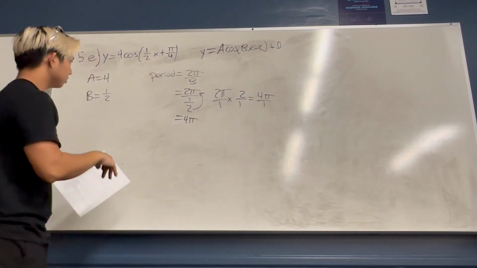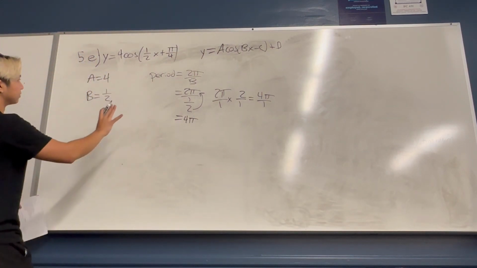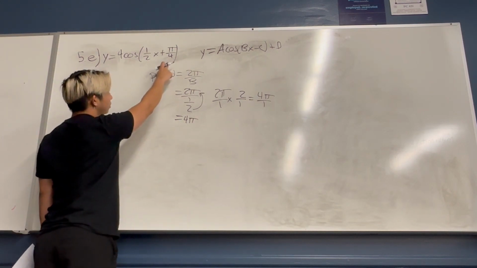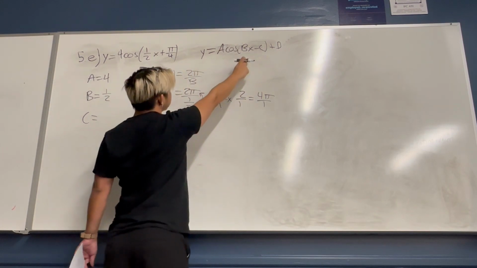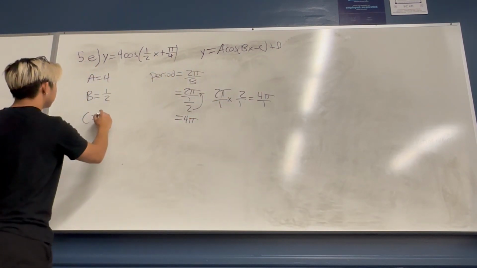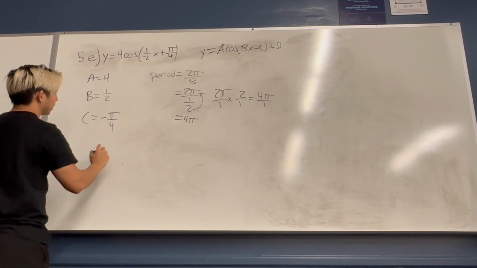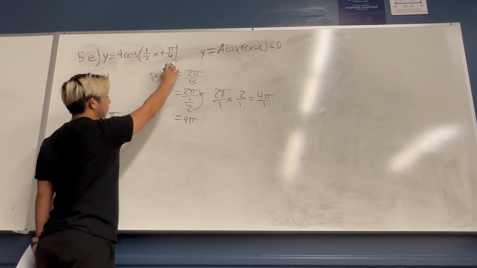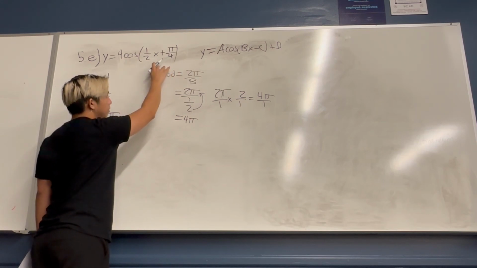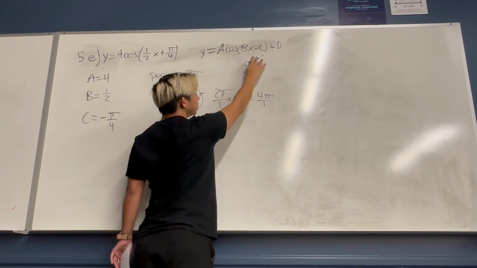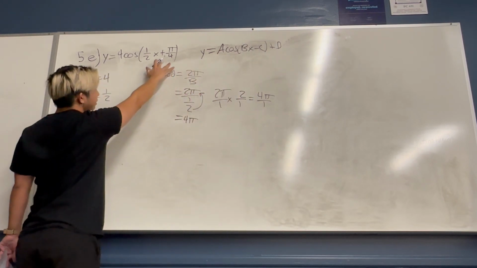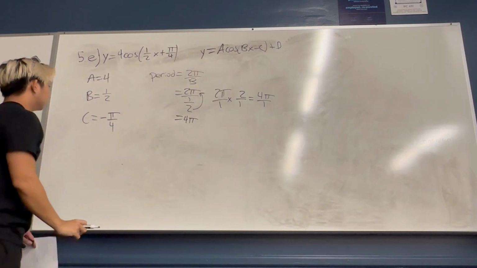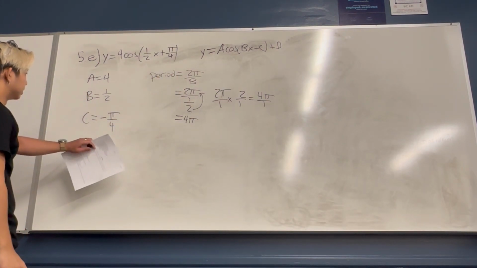Okay, so now what's our phase shift? If we look here, what's our C? We have a pi over 4. If you plug that into here, this would give us a negative pi over 4. And in the other case, let's say instead of a plus pi over 4, it would be a negative pi over 4. So minus pi over 4, if you plug that into here, we get bx plus pi over 4. So basically, whatever is in here, we do the opposite. C is equal to the opposite of this. So our C here is negative pi over 4.